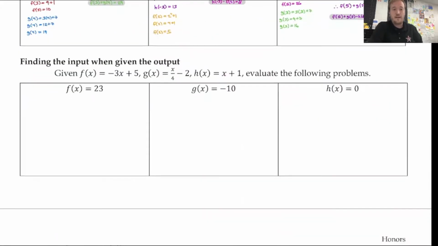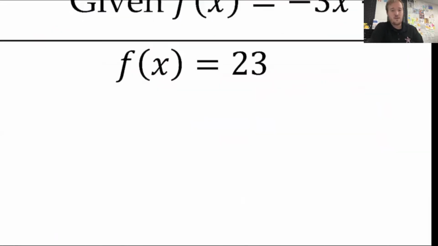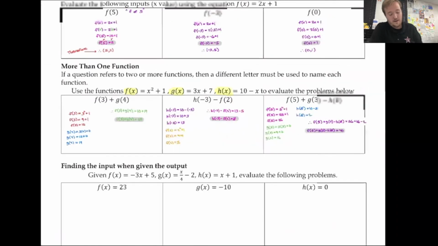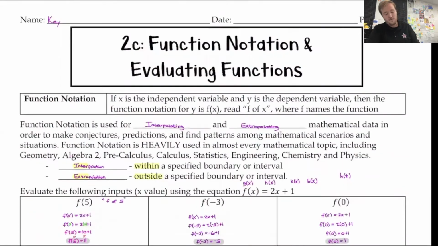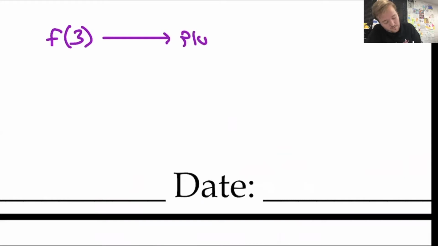So now this next part, now this is actually finding the input when given the output. So here's the thing. Typically above, I gave you the x value. Now in this case, I'm actually giving you the y value. So up here, if I give you the x value, so here, I'll write this at the top, just as a general summary. So let's say I give you f of 3. So what that means is you plug in 3.